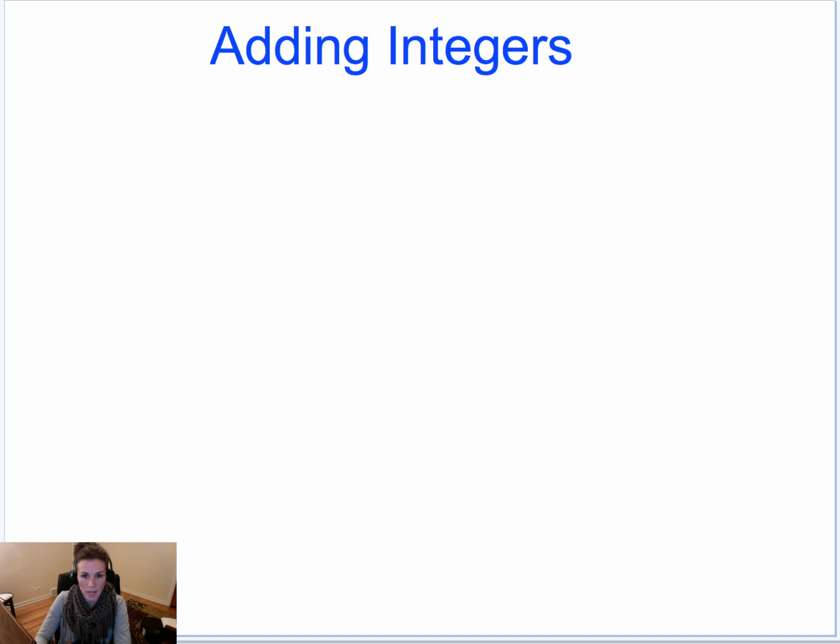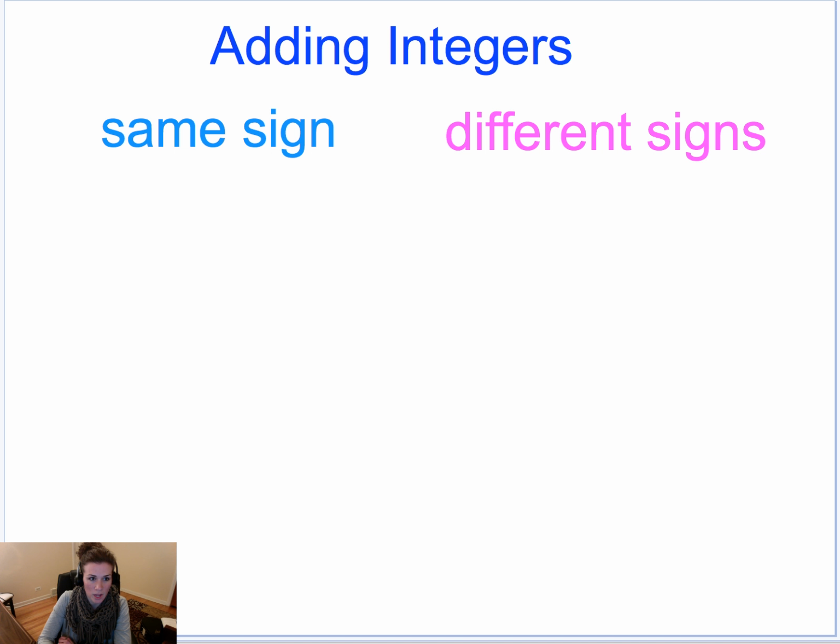Today's video is on adding integers. When you're adding integers, you have to pay attention to the two numbers that you're adding. Do both of the numbers have the same sign, or do they have different signs? What I mean by that is, are both of the numbers that you're adding positive, or are both of them negative, or do you have one that's positive and one that's negative?